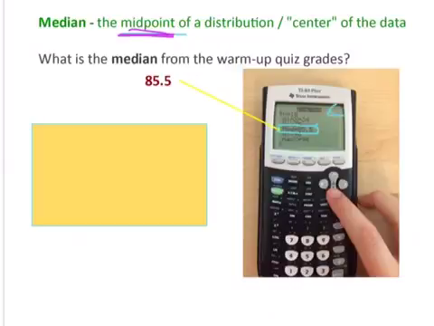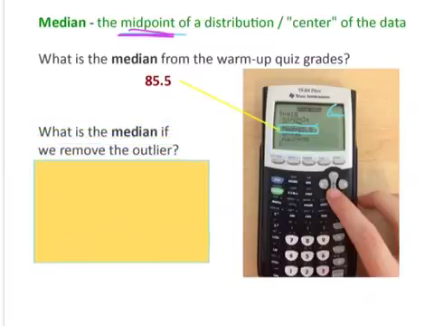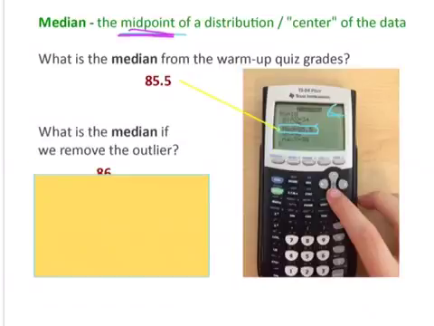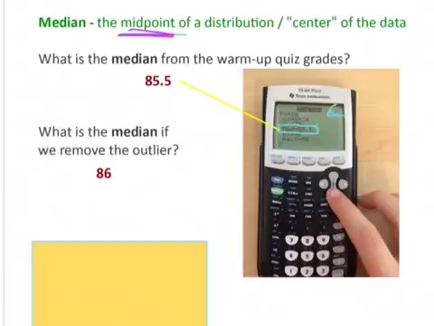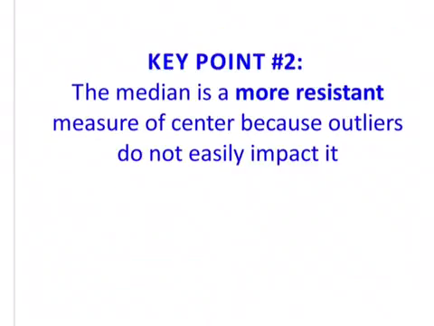Well, what if I wanted to do the same thing? What if I removed that 34 again and recalculated the median without that value? Well, the median only changes to 86. So by removing one value, my median only changed 0.5. The mean changed over 5 whole points. The median only changed a little bit. So that's key point number 2: the median is more resistant because outliers do not easily impact it.